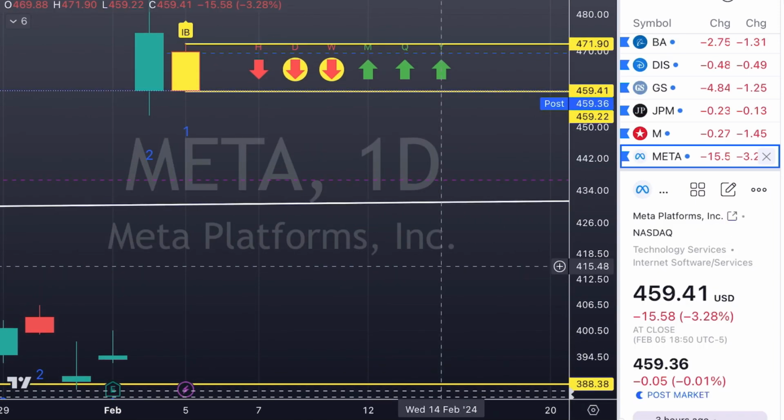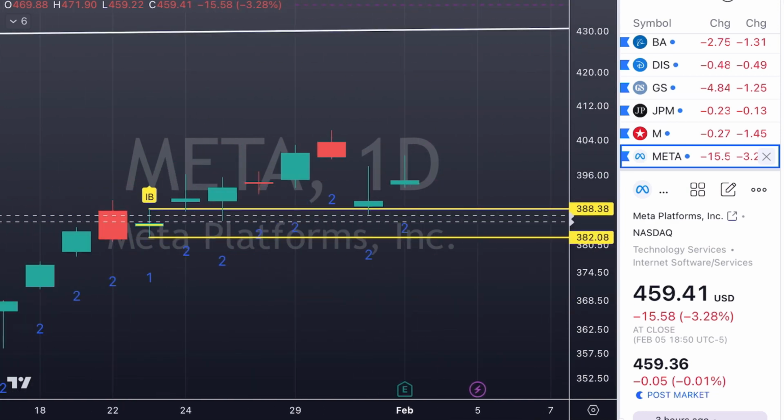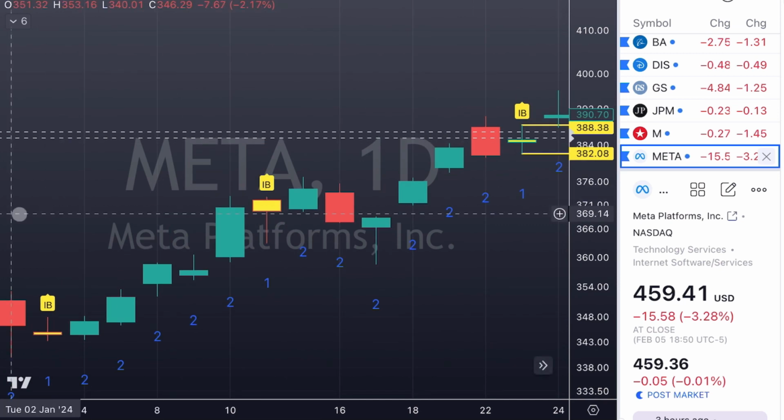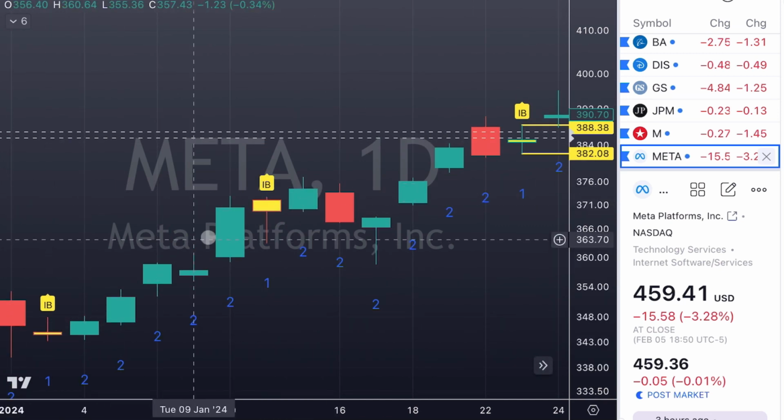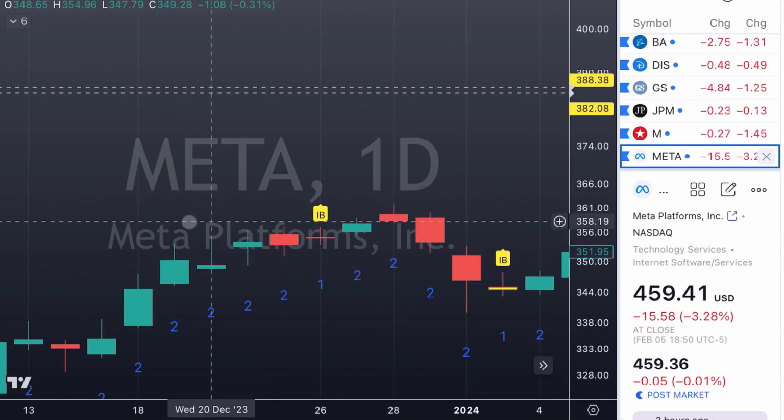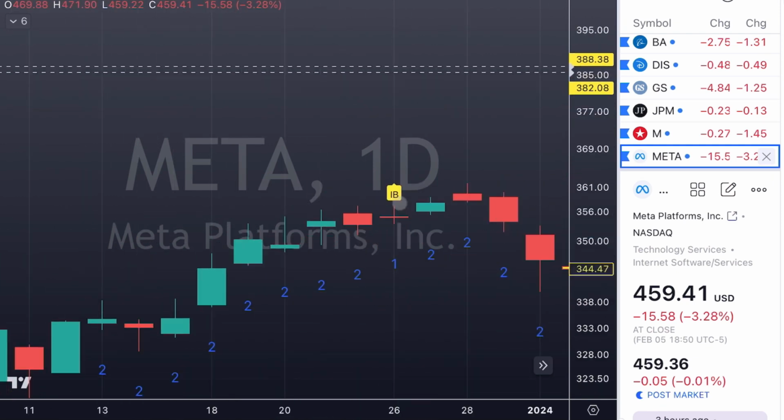Meta, inside bar. Take the calls, 471.90. Puts, 459.41. Here's the last inside bar, okay? Nice run up. Inside bar before that, nice little run up. Inside bar before that, really nice run up. Inside bar before that, nice run up.